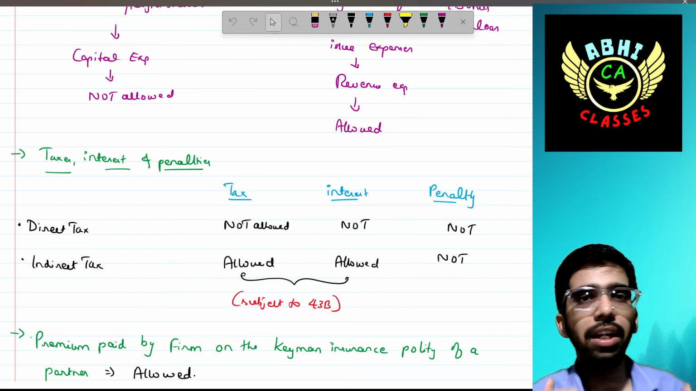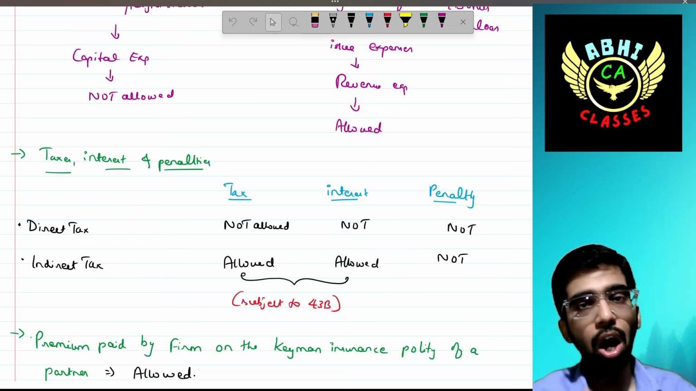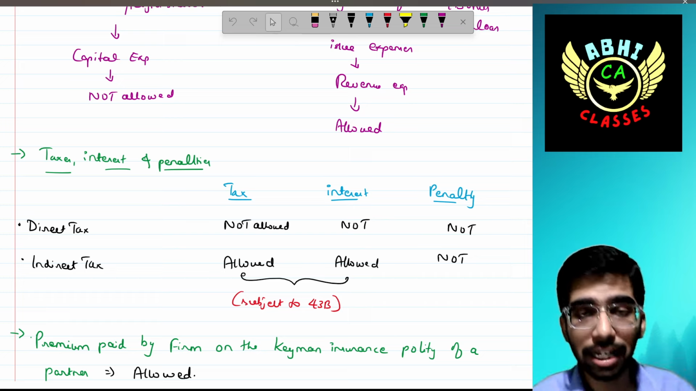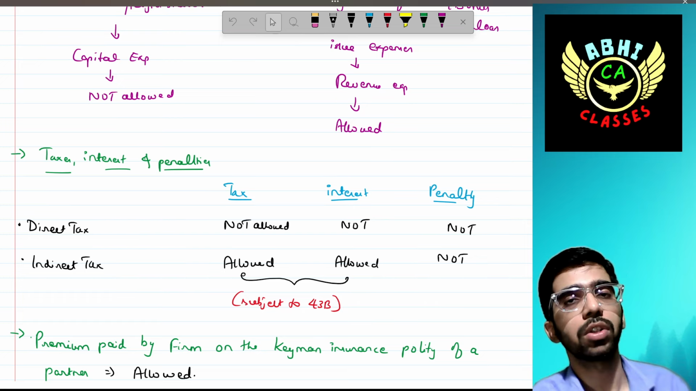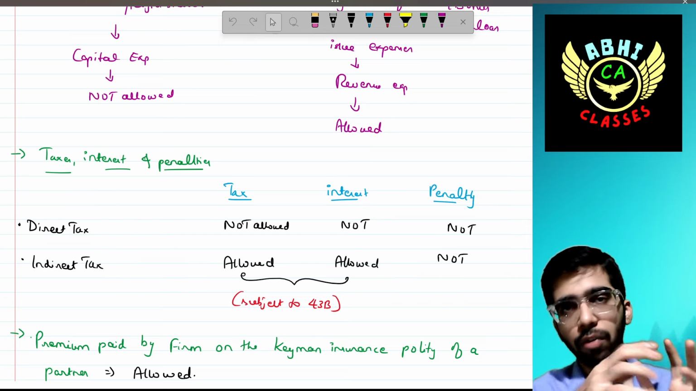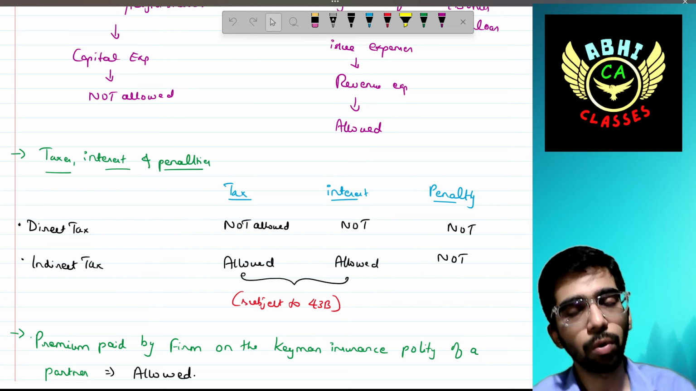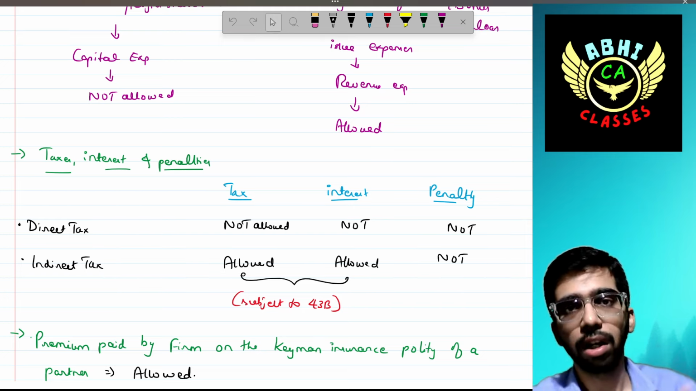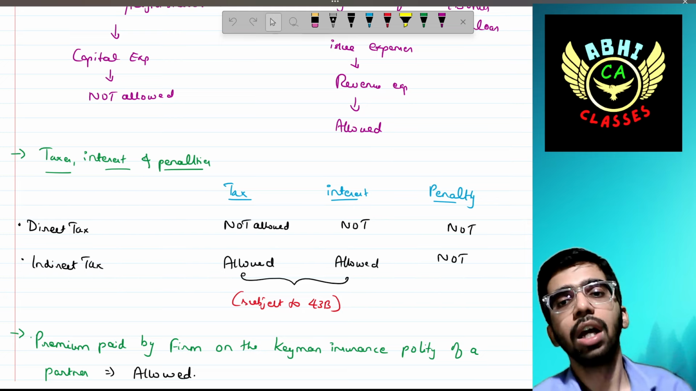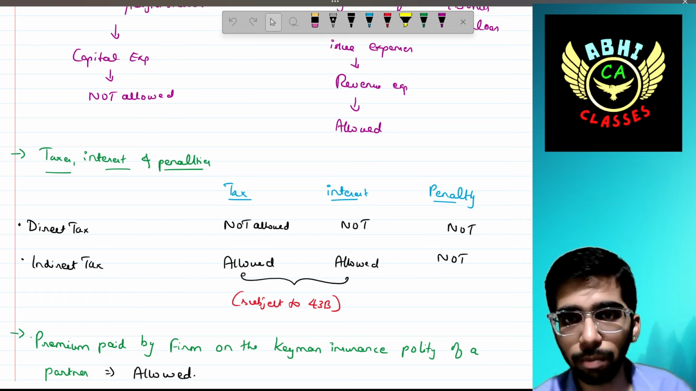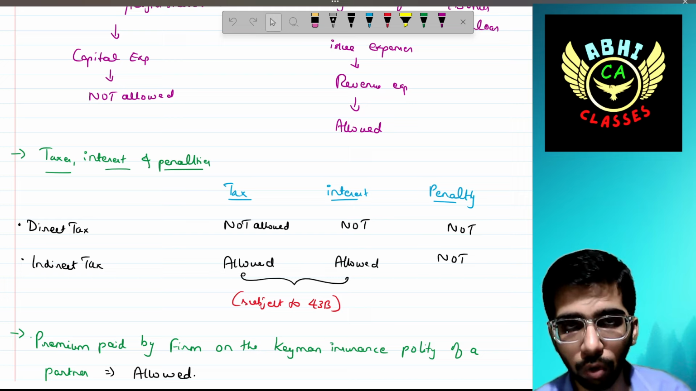If you are paying that income tax amount after the due date, and hence obviously interest would be leviable, that interest, if it is being debited to the profit and loss account, is also not allowed. Penalty. If you are paying your income tax amount after the due date, let's say 31st March or 31st December of the respective assessment year, then that penalty would be leviable, let's say 1000 or 5000 as the case may be, and that's also not allowed.